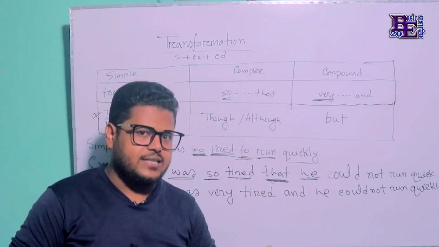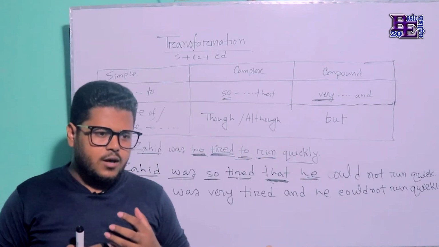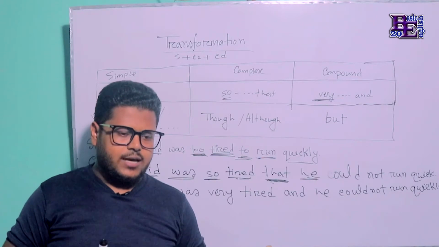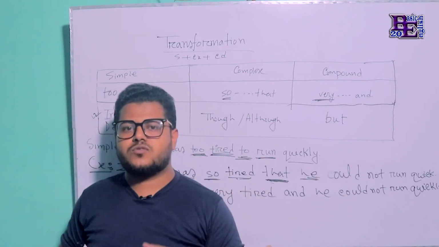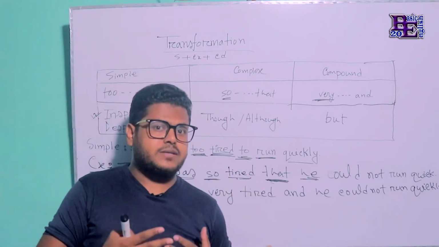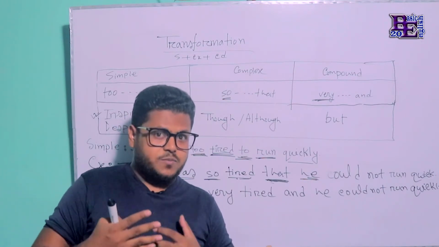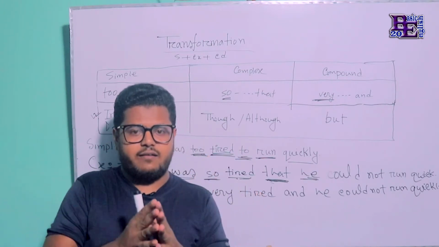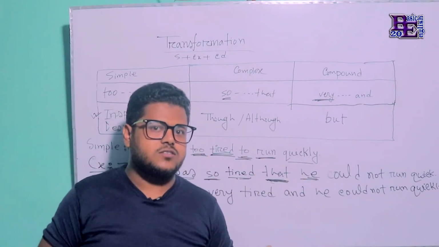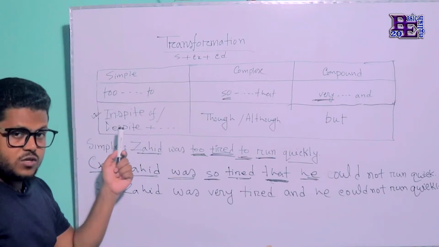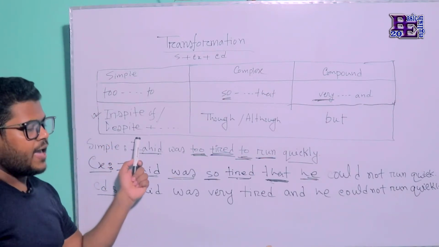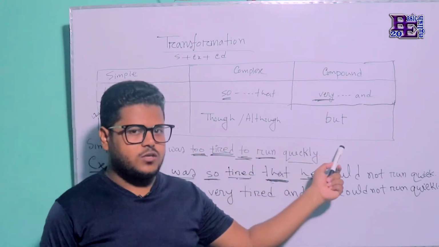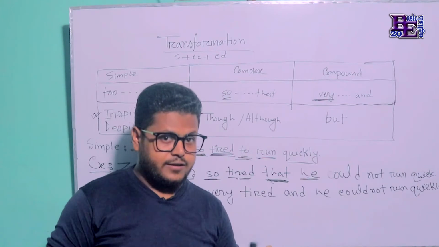the contradictory ideas. That means, suppose if you are a good student, you will study hard and consequently you will get a good result. But it may happen that in spite of studying hard, you are not getting a good result. That means your action and the result are really contradictory. In that case, in a simple sentence we have to use in spite of or despite, in a complex sentence though or although, and in a compound sentence we have to use but. So let's get an example here.